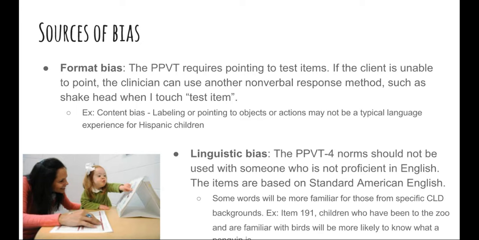Labeling or pointing to objects or actions may not be a typical language experience for Hispanic children. The PPVT norms should also not be used for someone who is not proficient in English due to the linguistic bias, as these items are based on standard American English. For example, children who have never been to the zoo may not be familiar with birds and may be unable to answer item 191, which refers to a penguin.